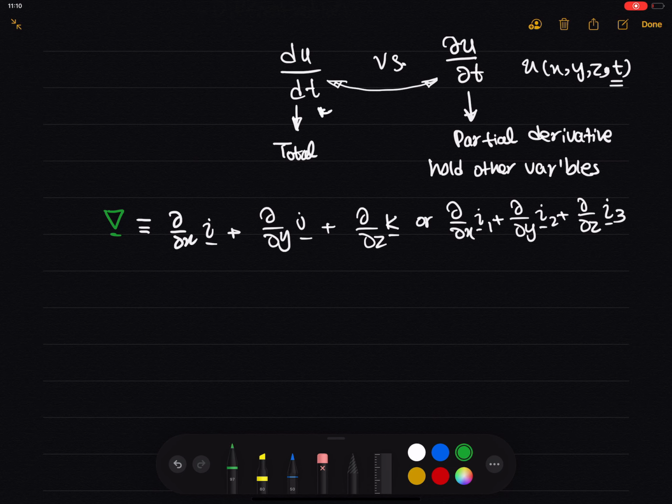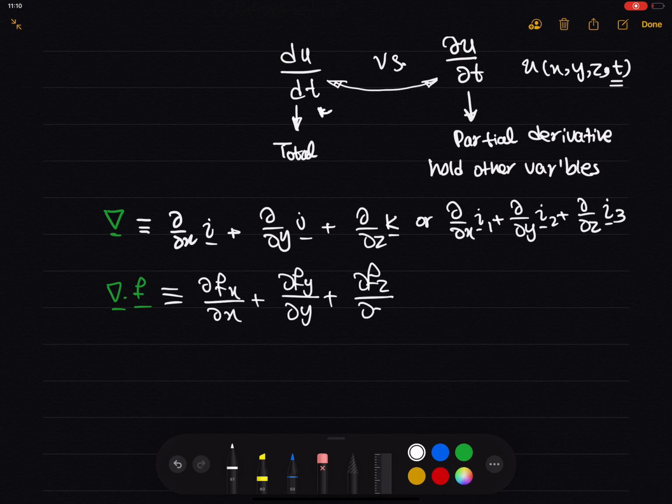And then we have divergence. The divergence of f, this is also important, is defined as dfx over dx plus dfy over dy plus dfz over dz. And this is called the divergence or div of f. Okay, so one thing about this is that this is gonna give us a scalar, right? So this is not a vector anymore. This operation is gonna give us a scalar.